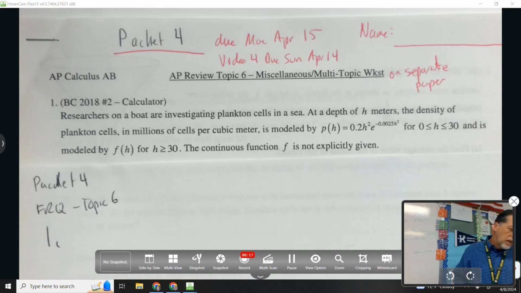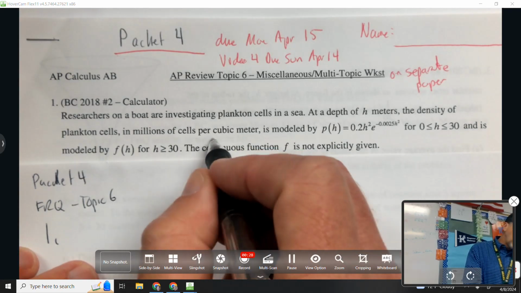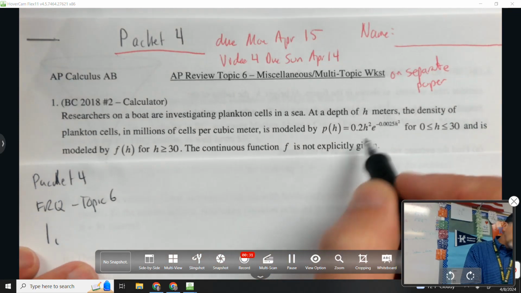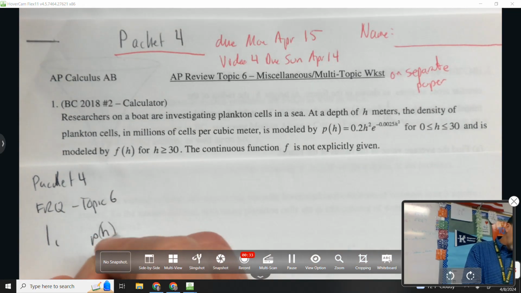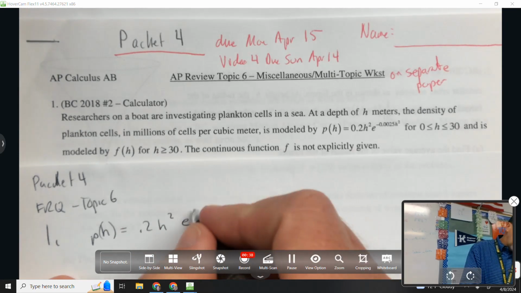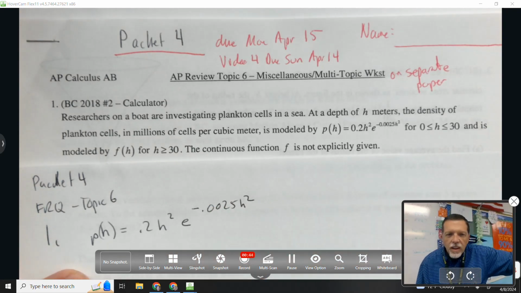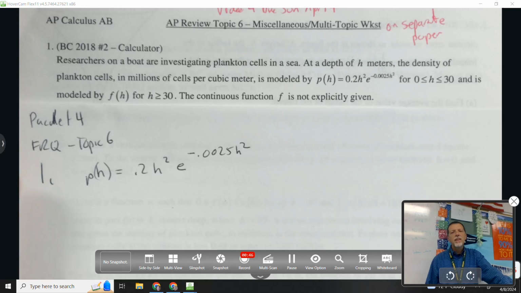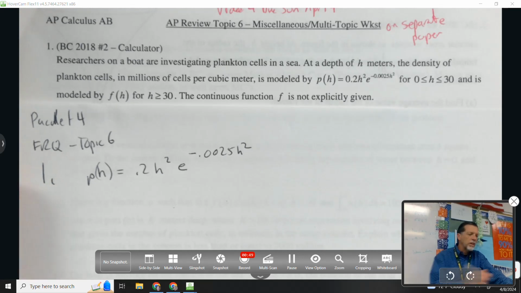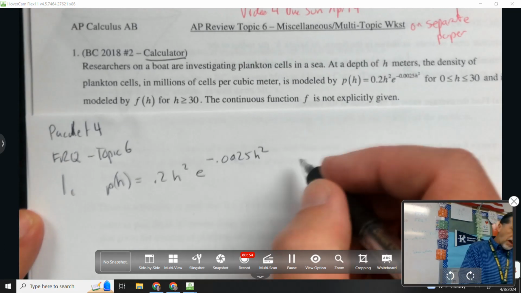Let's do number 1. Researchers on a boat are investigating plankton cells in a sea. At a depth of h meters, the density of plankton cells in millions of cells per cubic meter is modeled by 0.2 h squared e to the negative 0.0025 h squared. Put my glasses on to read that. Okay, that looks terrible, but it's with calculator, so we can let the calculator handle the ugly stuff. That's for 0 to 30.